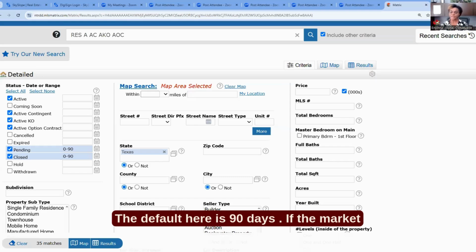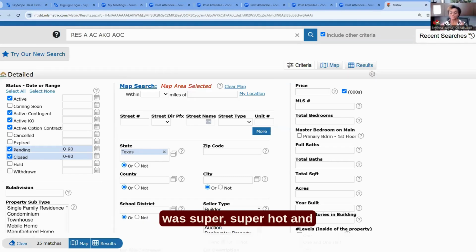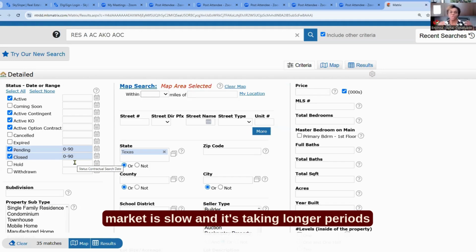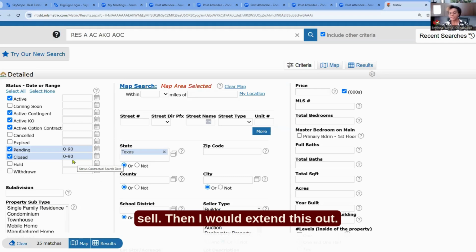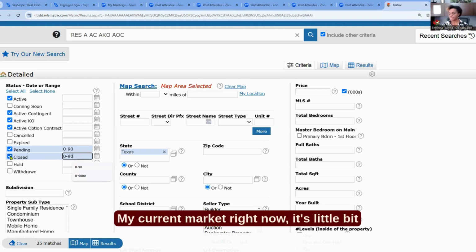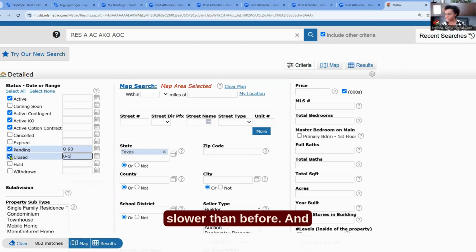So the default here is 90 days. If the market was super, super hot and properties were selling so very quickly, I would shorten that time to maybe 30 days to see the most recent activity. If the market is slow and it's taking longer periods of time for properties to sell, maybe 3, 4, 5, 6 months for them to sell, then I would extend this out. My current market right now is a little bit slower than before. And so we're going to use 180 days.